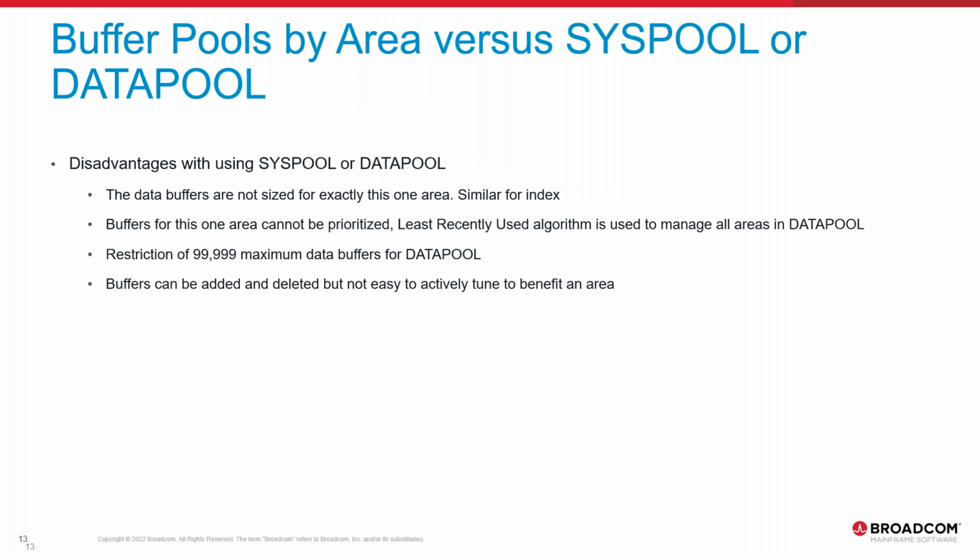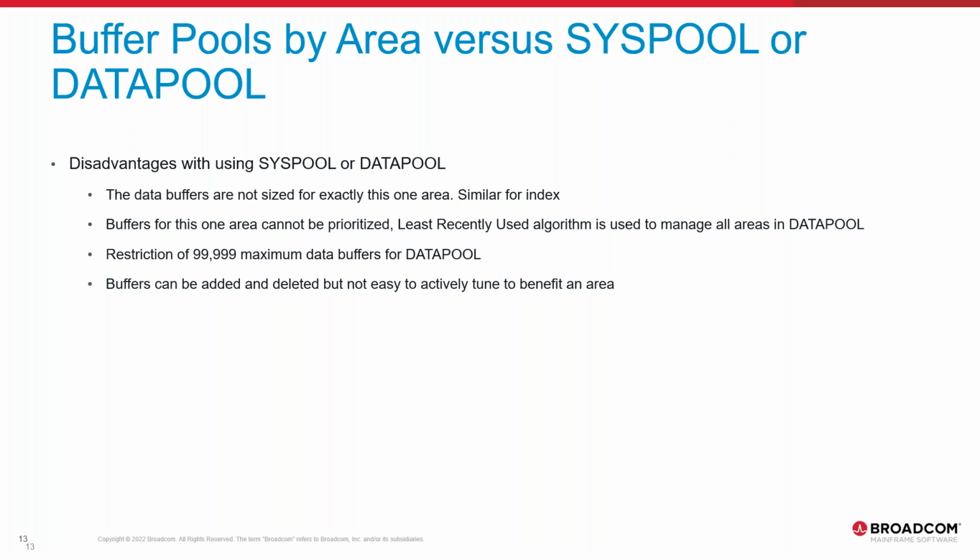A disadvantage of SYSPOOL, DATAPOOL is that these buffers are not sized for the one area. When we're talking about the buffer pools, we tend to have a large number of them, which is a big amount of memory. And when you do that, you want it sized exactly the way you want it. So a SYSPOOL pretty much has to have 8K index buffers because somebody may want it. It has to have very large data pool buffers because somebody may want it. And the new one, buffer pool by area, is exactly what it needs to be.